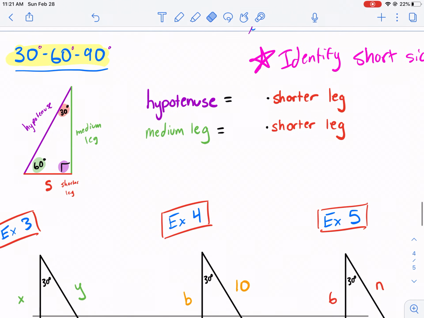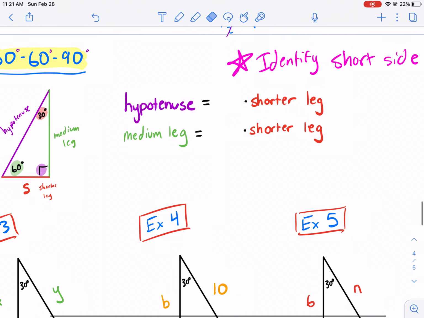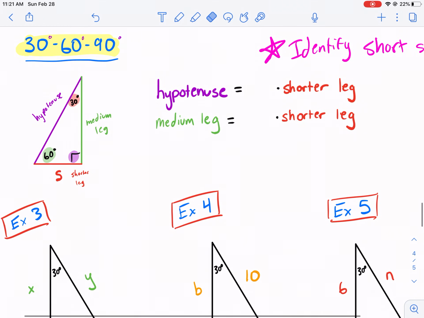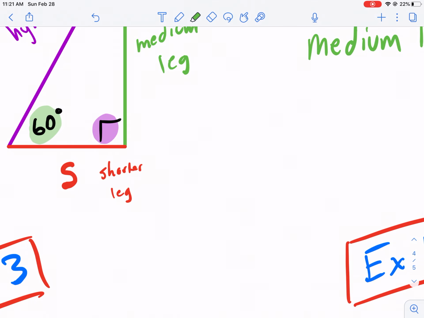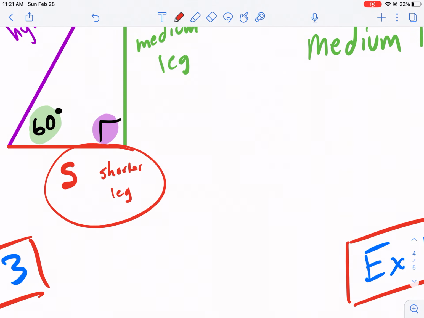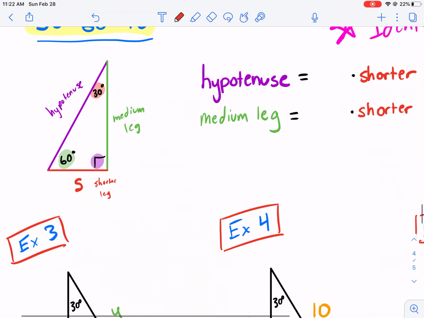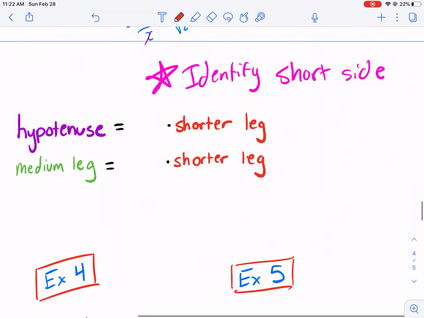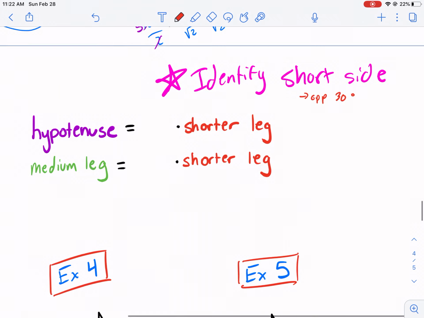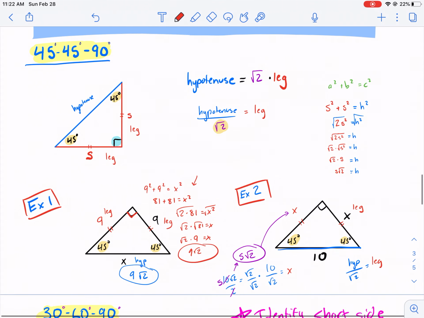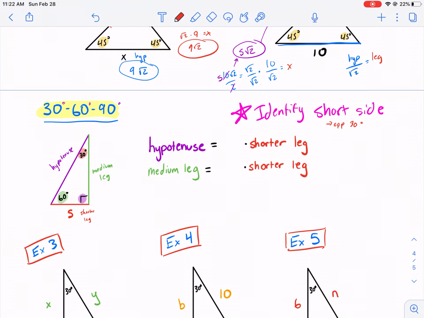Now, what's the relationship here? Well, whenever you're doing these problems, you always want to identify the short side first. Okay, you're looking for the shorter side, the shorter leg, the short leg, however you want to say it, the smallest leg, okay? That's the one you want, the one opposite 30 degrees. Now, if we wanted to use the Pythagorean theorem proof, we could do that just like before. I'm going to spare you the proof right now and just give you the relationship.